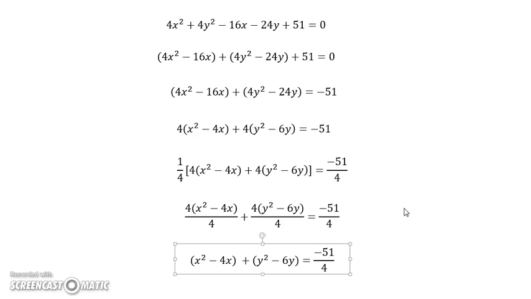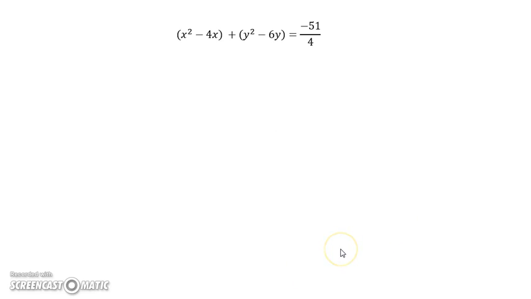So in my most simplified form that is ready to undergo my completion of the square process, I end up with x squared minus 4x as a term in which I want to complete the square, and also y squared minus 6y, which is another completion of the square process, with my constant value of negative 51 over 4 on one side. So now, if you guys remember, we're going to use our completing of the square process.